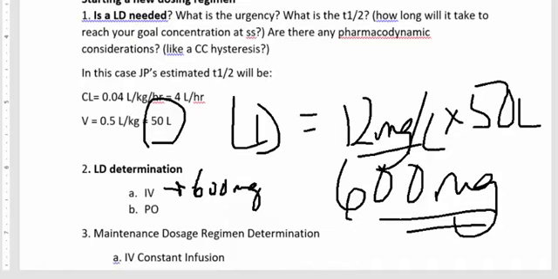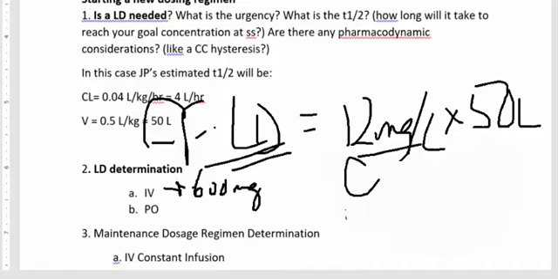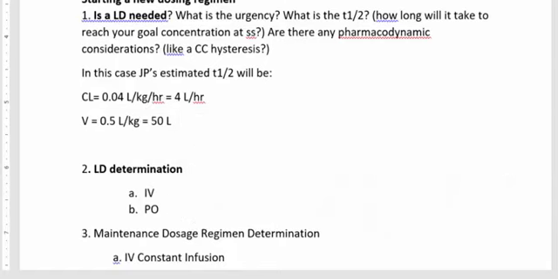So in order to determine our oral, we just need to consider bioavailability, don't we? In order to determine our oral, it's going to be F times our loading dose equal to our C target times our volume, right? So in order to get our loading dose, we're going to have to divide this all by bioavailability. Our bioavailability for theophylline is 1, so it's going to be the same dose, isn't it? 600 milligrams. Okay. So we've got our loading dose. It's going to be 600 milligrams.